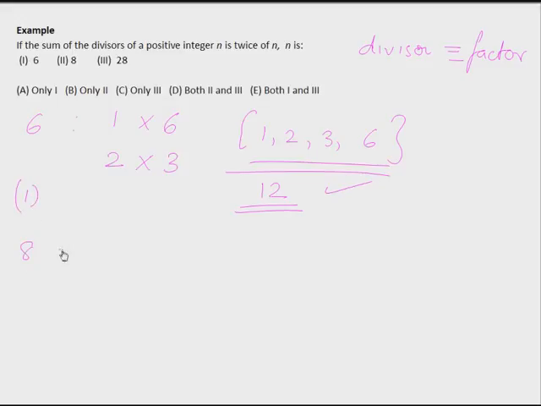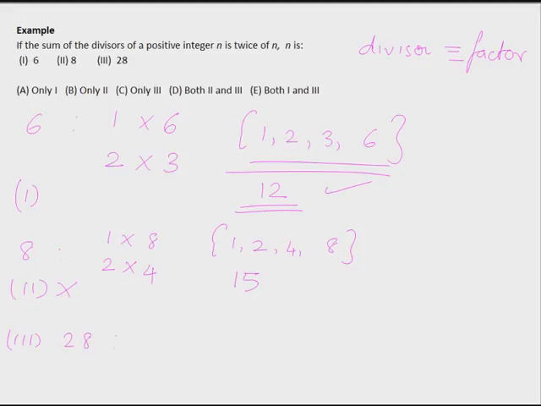How about 8? What are the factors of 8? 8 can be written as 1 times 8, 2 times 4. So again, there are 4 factors: 1, 2, 4 and 8. What is the sum of the factors? The sum of the factors is 15. Are the sum of the factors twice the number? No, 15 is not twice 8. So 2 is out.